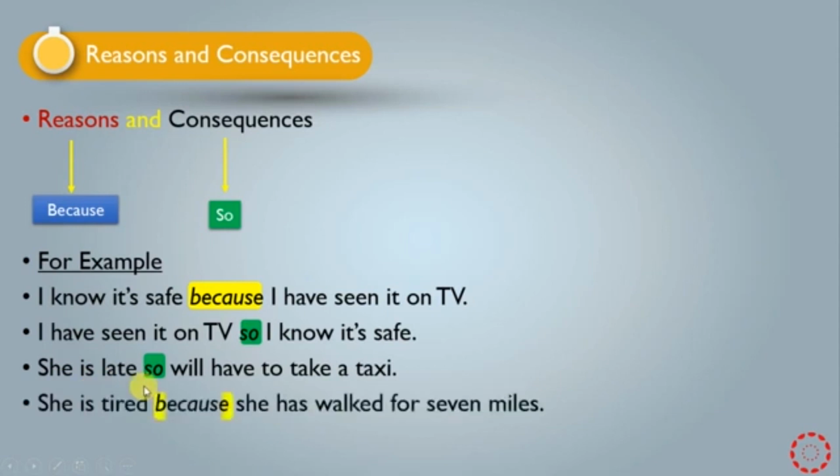She is tired because she has walked for 7 miles. This one, she is tired, is the result, so you can say a consequence. In the third one, it is the reason, but this one is the result. That's why I use because.